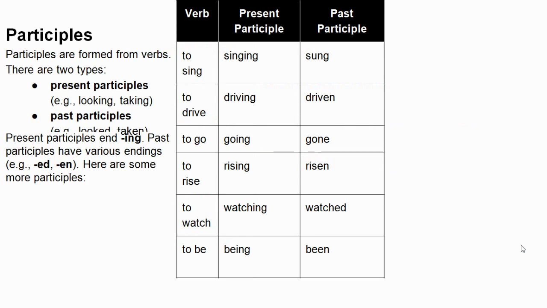Participles. Participles are formed from verbs. There are two types. Present participles, for example looking, taking. Past participles, for example looked, taken. Present participles end in ing, and past participles have various endings, for example ed, en. Here are some more participles: to sing, singing, sung; to drive, driving, driven; to go, going, gone; to rise, rising, risen; to watch, watching, watched; to be, being, been.